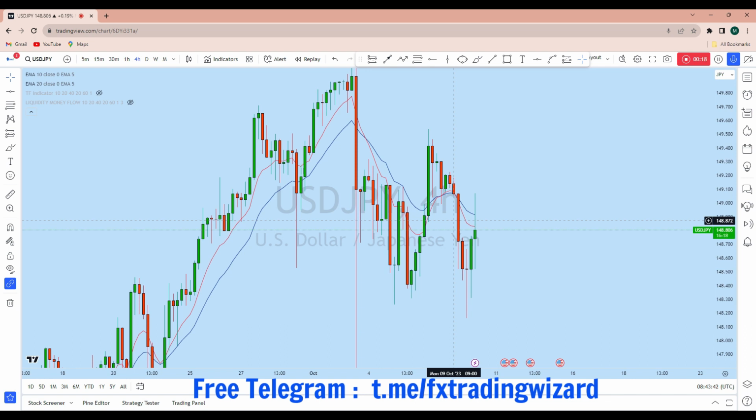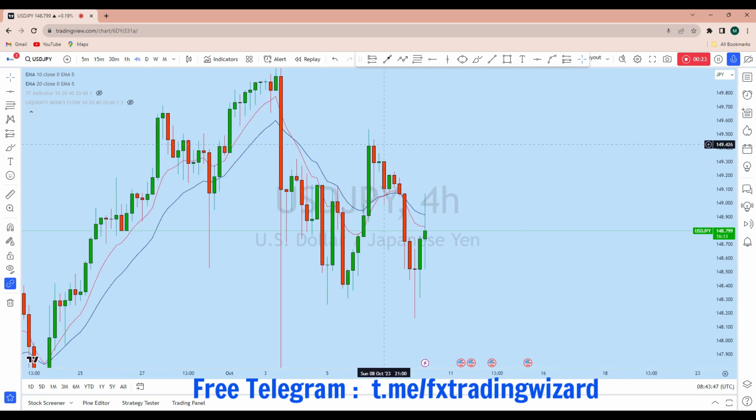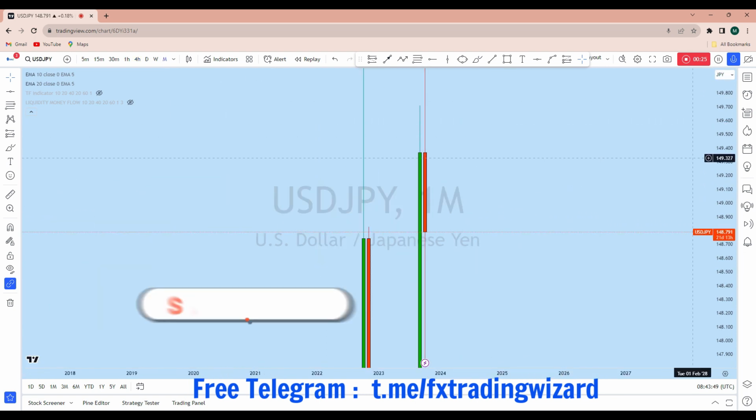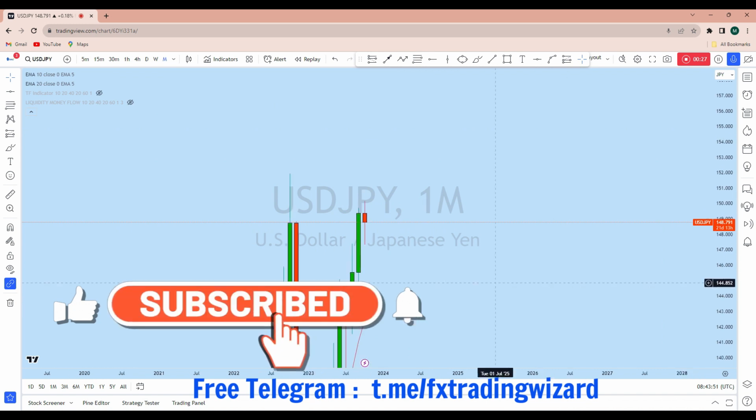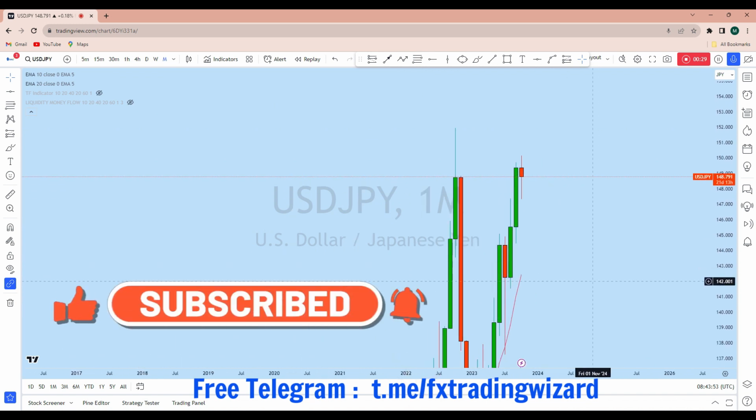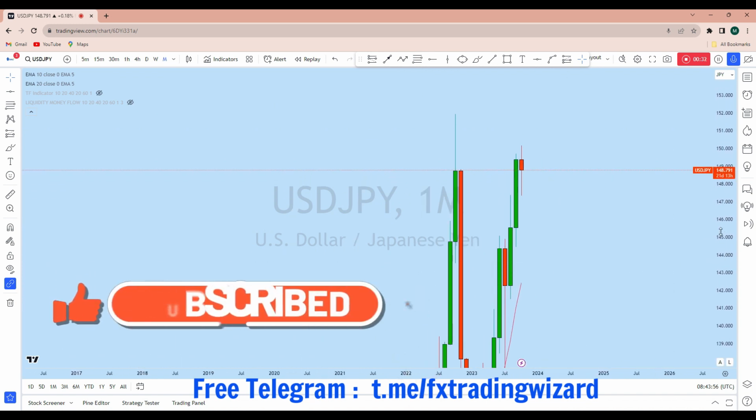Before we discuss how we can trade, first let's look at the bigger picture, looking at the monthly time frame to see the overall direction in the market. From the monthly, we can see that dollar yen is a long term bullish market.